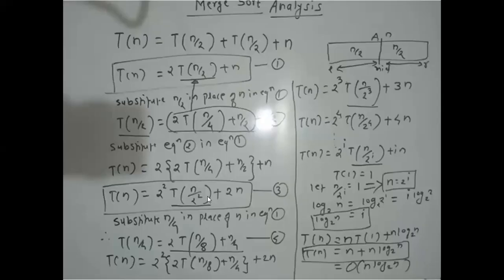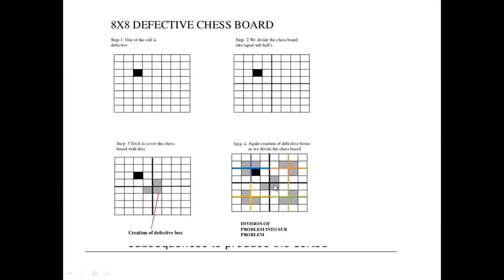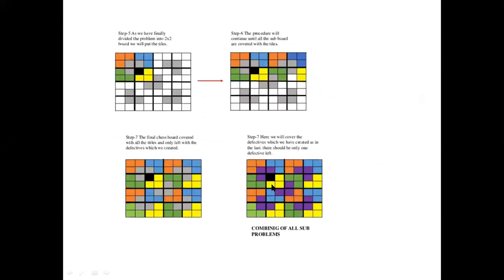Yesterday we discussed the divide and conquer technique, and in this we discussed merge sort. And also we discussed the defective chessboard problem. In this also we divide the problem into sub problems.